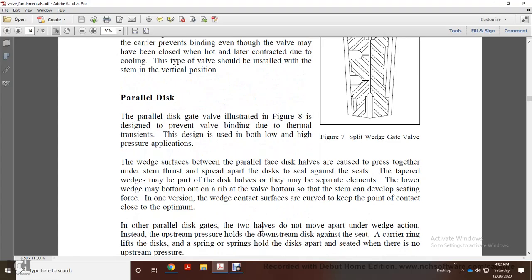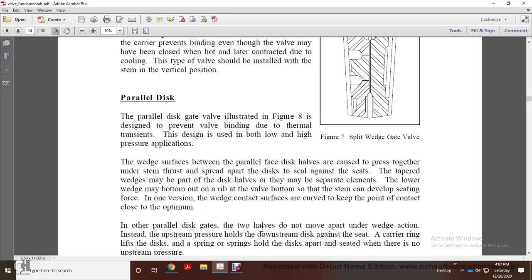Parallel disc. The parallel disc gate valve, Figure 8, is designed to prevent binding of the valve due to thermal transition. It is designed for both low and high pressure applications. Wedge surfaces between the parallel-faced disc halves are caused to press together under stem thrust and spread the disc halves apart to seal against the seats. The wedge may be part of the disc half, or they may be separate elements, with the lower wedge on the bottom of the stem.